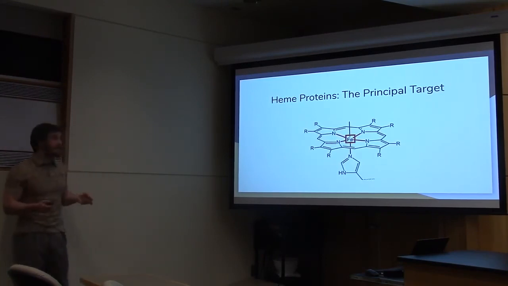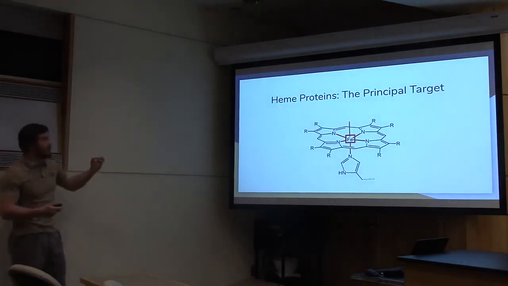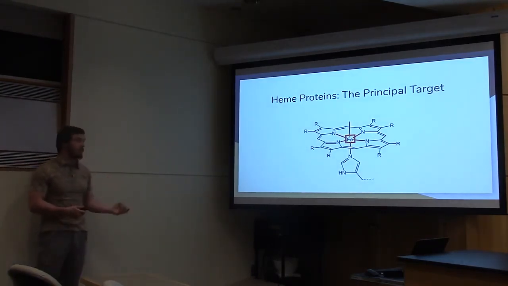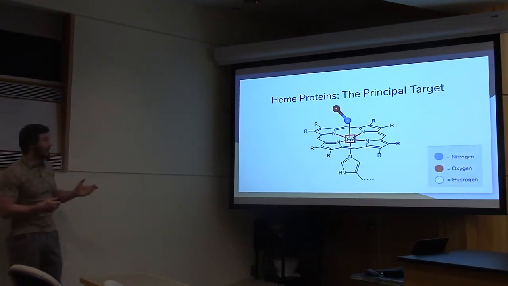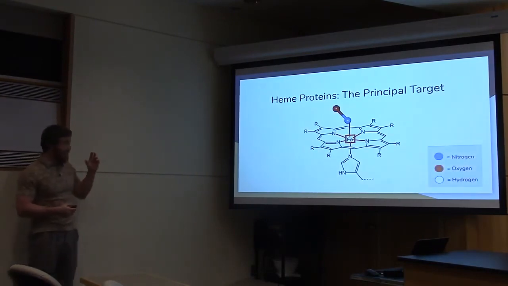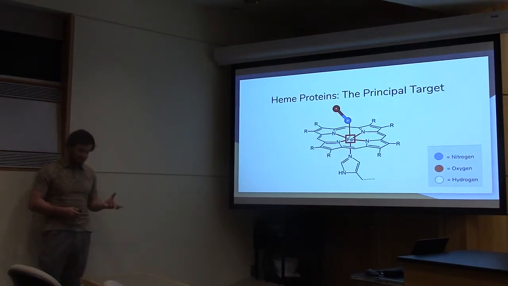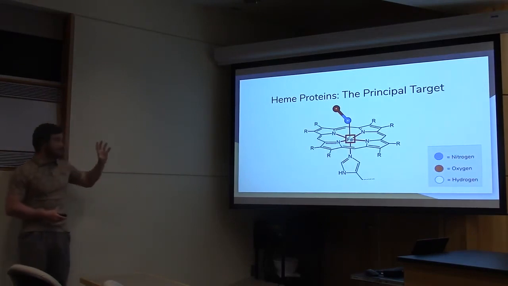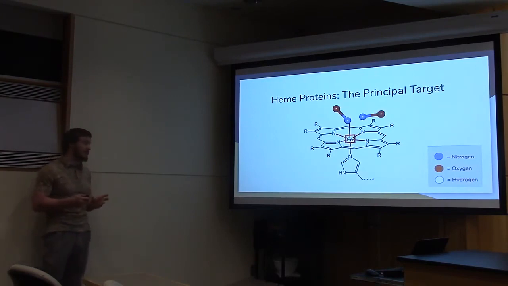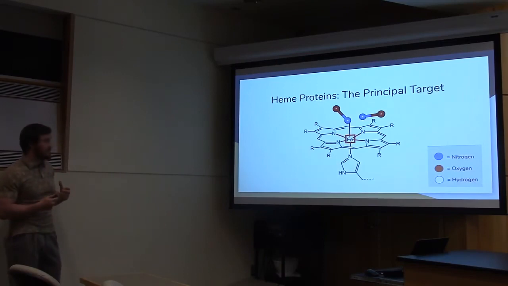In the case of nitric oxide reduction with this molecule, what we'd be looking for is one nitric oxide to come in and bind right here, and the heme is able to stabilize this molecule and keep it there long enough for another nitric oxide to come in, interact with it, and they are reduced down to nitrous oxide.